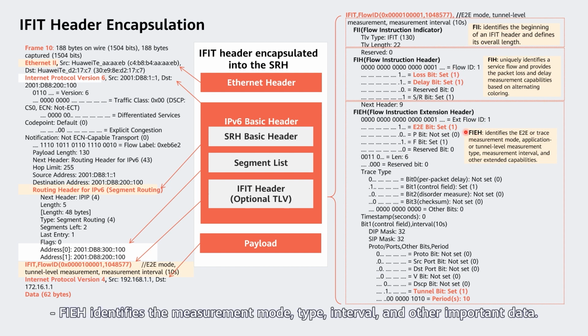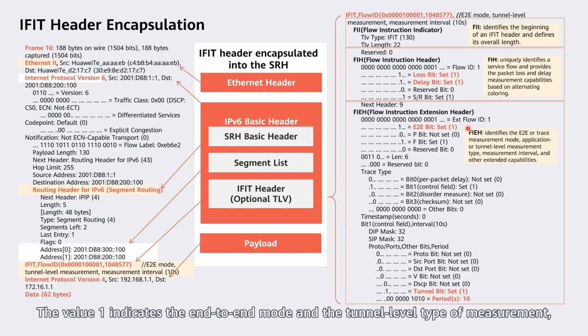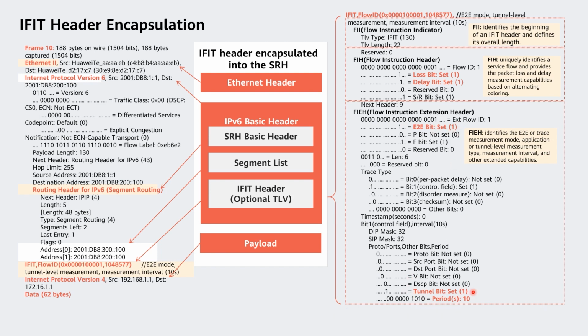FIEH identifies the measurement mode, type, interval, and other important data. The value 1 indicates the end-to-end mode and the tunnel-level type of measurement, and the measurement interval is set to 10 seconds.